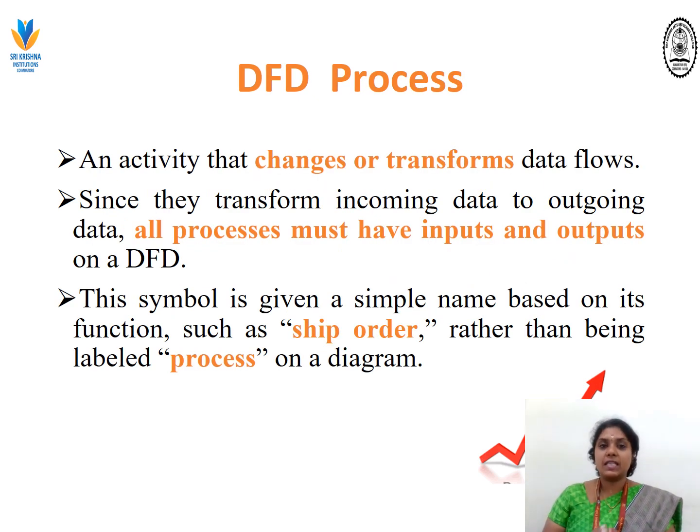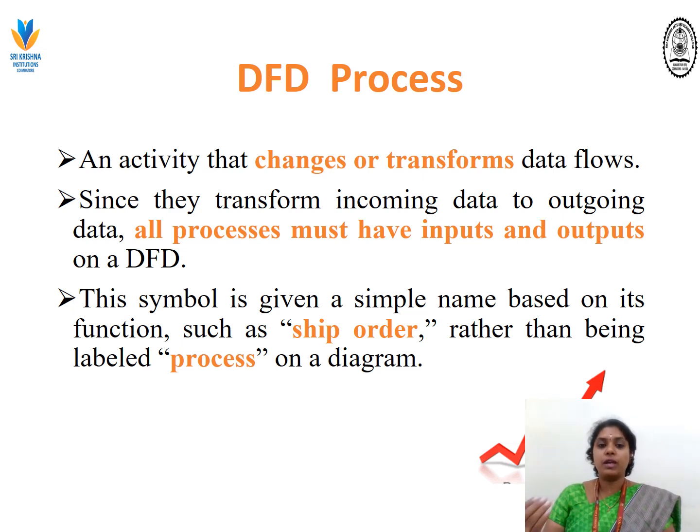Let us see the DFD process. An activity is indicated over here as a process. So whatever activity can be done by an entity will be indicated here within a process, as an activity that transforms or changes the data flow. In this type of transformation, incoming data and outgoing data must be there, and every process must have an input and also an output in the DFD diagram. This symbol is given a simple name based on its function or activity, for example, shipping order is one of the processes that can be done.